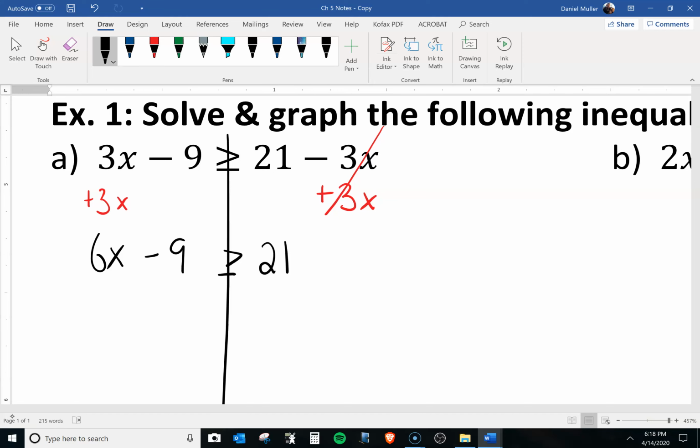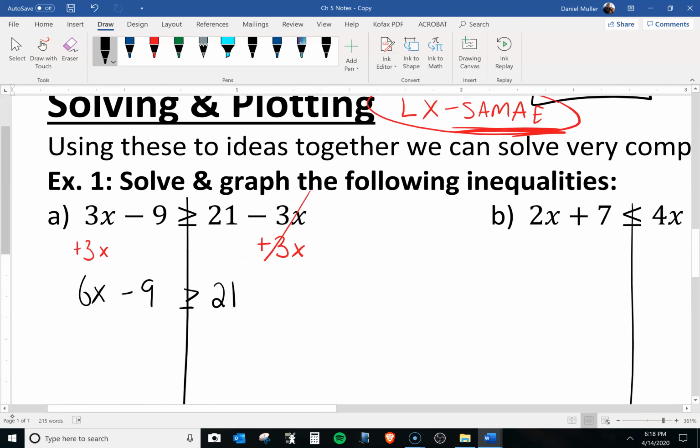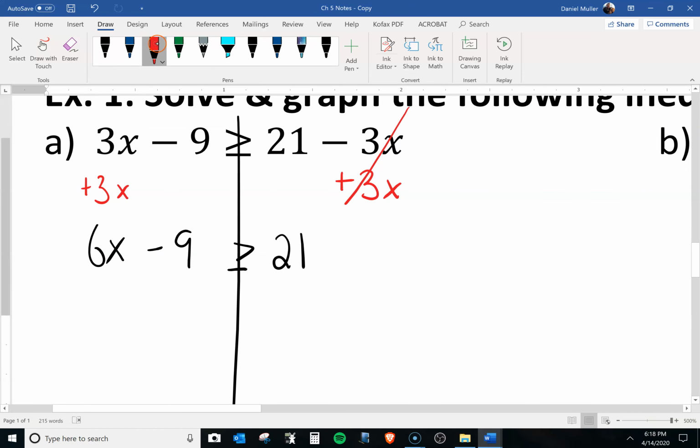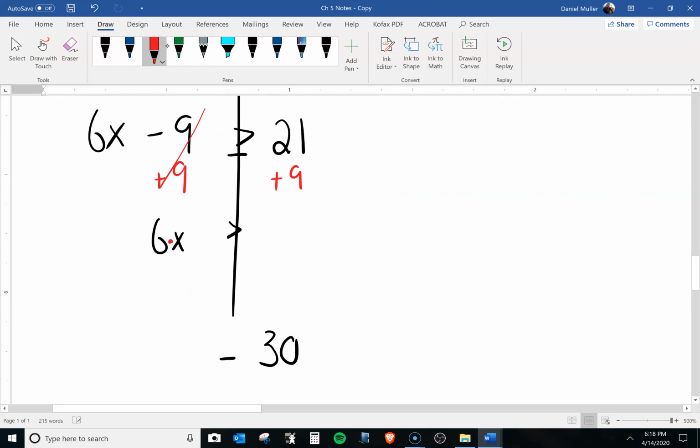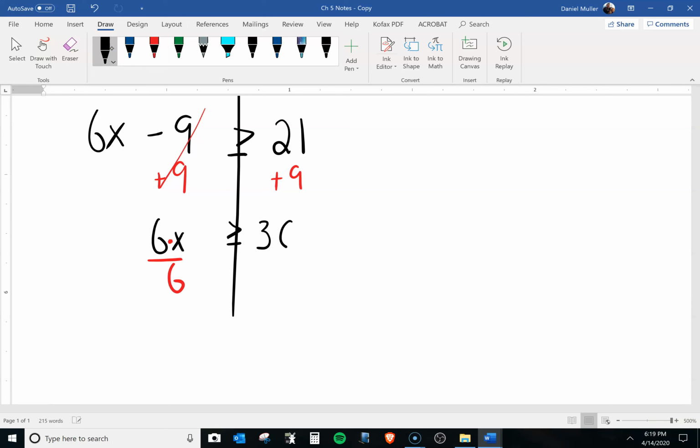Now that we're done the L and the X, realizing we didn't have any like terms, and we got rid of the x, we can now just do backwards BEDMAS. In this case, you can get rid of the add or subtract first. So I'll get rid of the subtract by adding to both sides. So I have 6x, I have the symbol, and 21 and 9 is 30. And this is 6 times x, so I can divide by 6. That's 30 divided by 6, and then those can be gone. So I'm left with just an x, the symbol, and a 5.